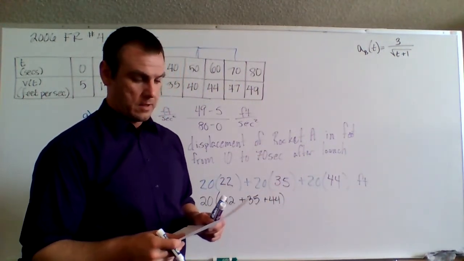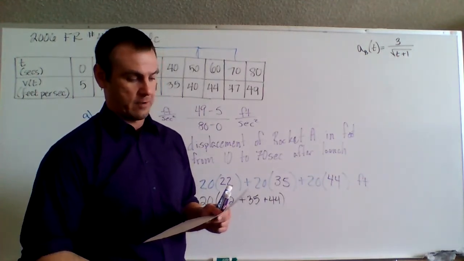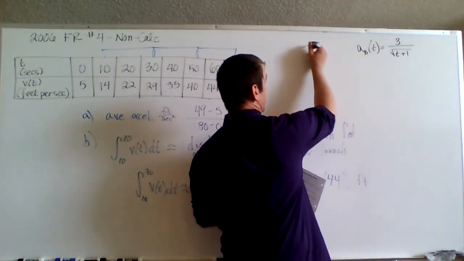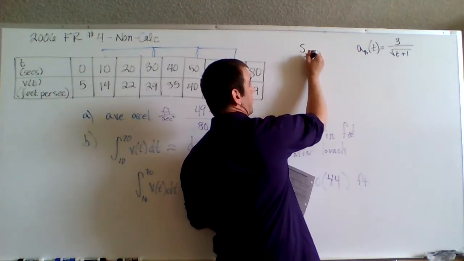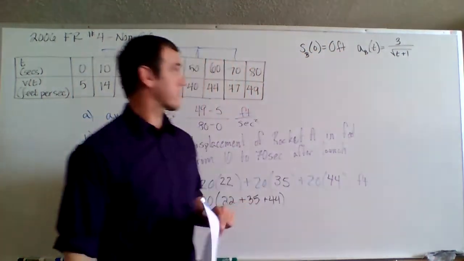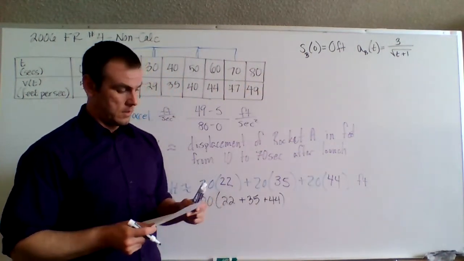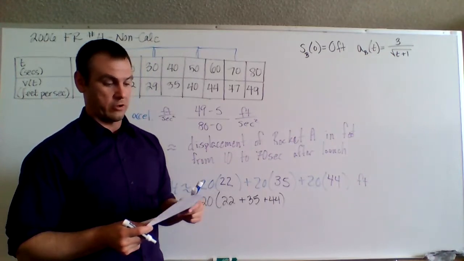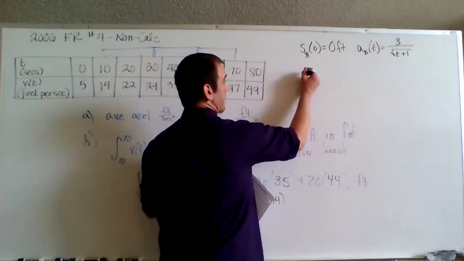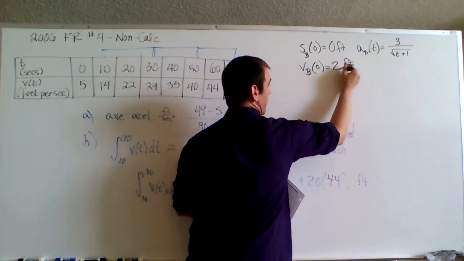At time t equals 0 seconds, the initial height of the rocket is 0 feet. So I would also write down somewhere that SB of 0 is going to equal 0 feet. So that's going to be my position of rocket B. And we know that the initial velocity of rocket B is going to be 2 feet per second. So VB of 0 is going to equal 2 feet per second.